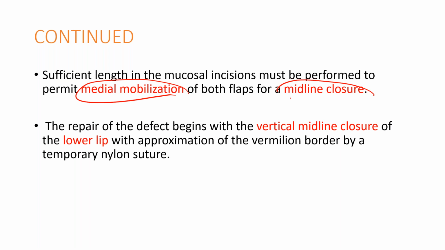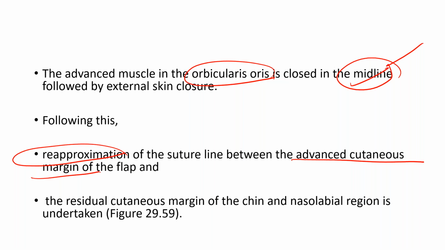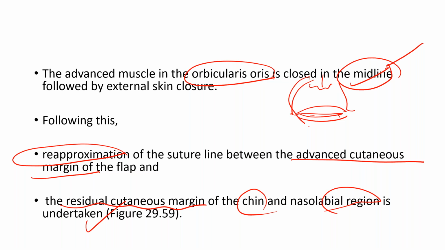So medial mobilization and midline closure is done, and the repair of the defect begins with the vertical midline closure of the lower lip. The advanced orbicularis muscle is closed in the midline, and reapproximation is done with the advanced cutaneous margin of the flap. The residual cutaneous margin of the chin and nasolabial region is then closed. So for example, this is the lower lip, and this is the nose. From this region, you take the flap, advance it and go towards here, and later on you close this region. That is called the Karapandzic flap. Just remember the name Karapandzic flap.